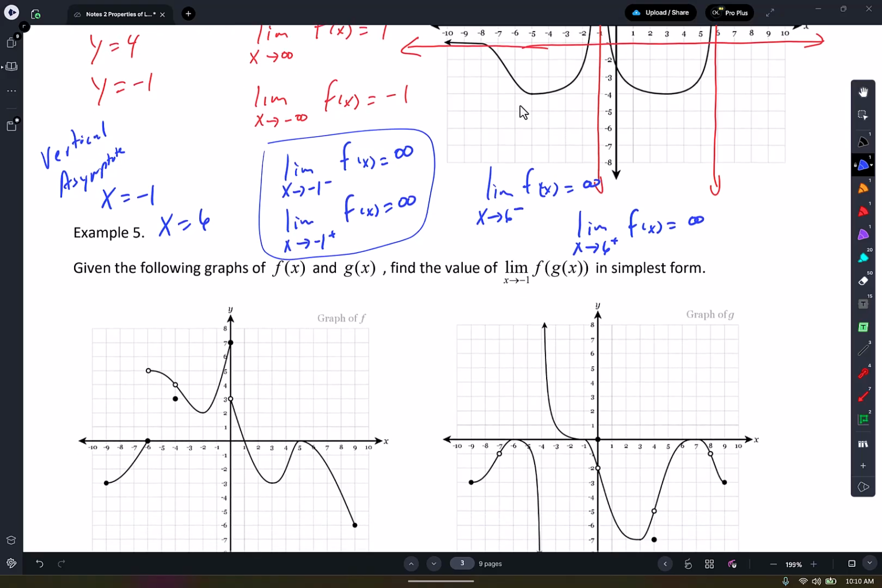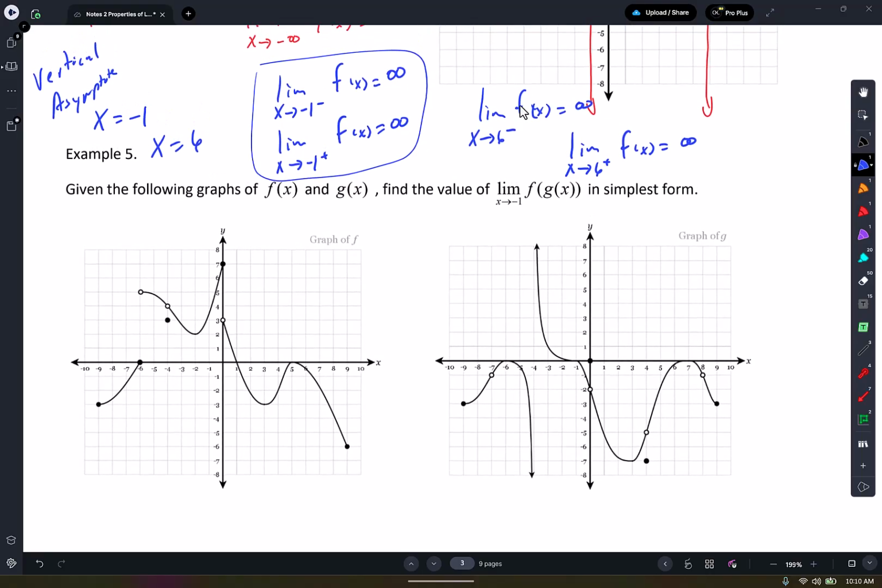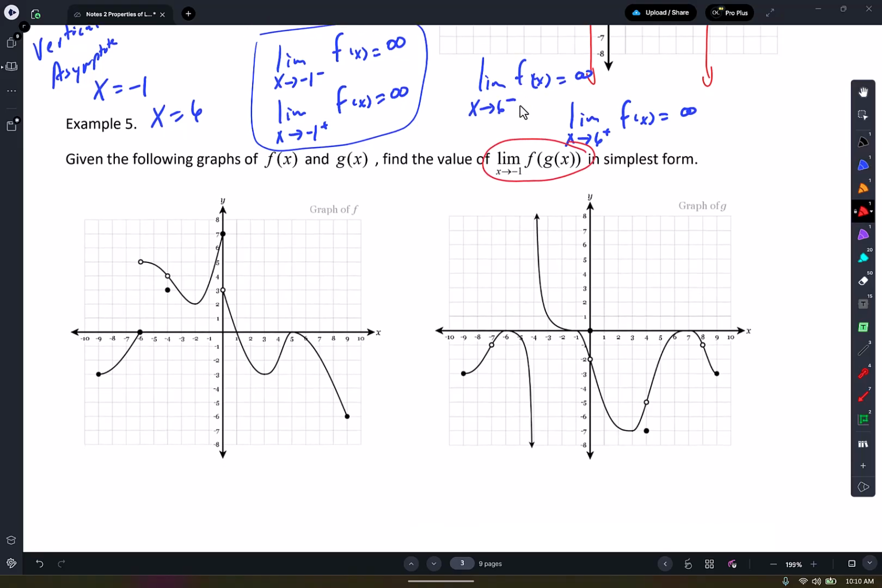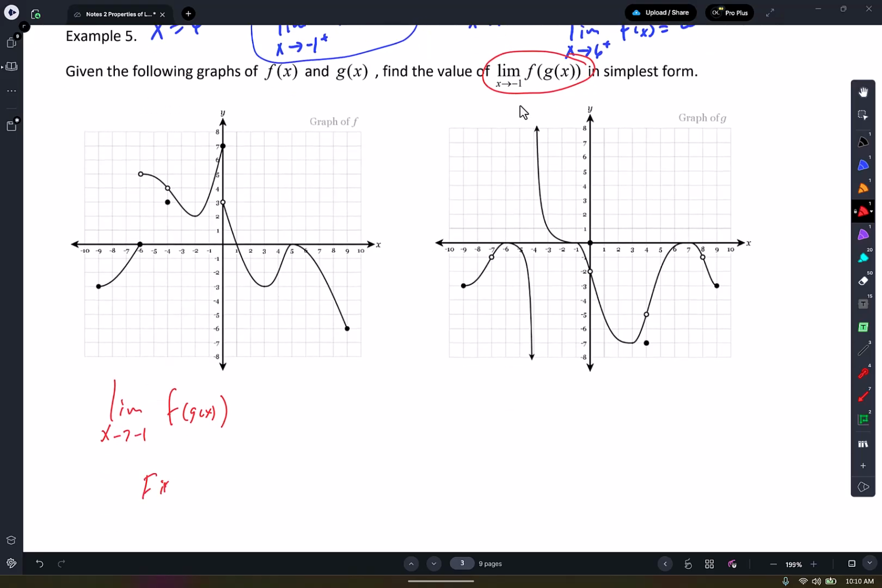We have our first composite function. Anytime you see that, here's how you're going to do it. Limit as x approaches negative 1 of f of g of x. So first, I'm going to write the word here. First, evaluate inside. What is inside? That g of x. So you're going to go limit as x approaches negative 1 of g of x.